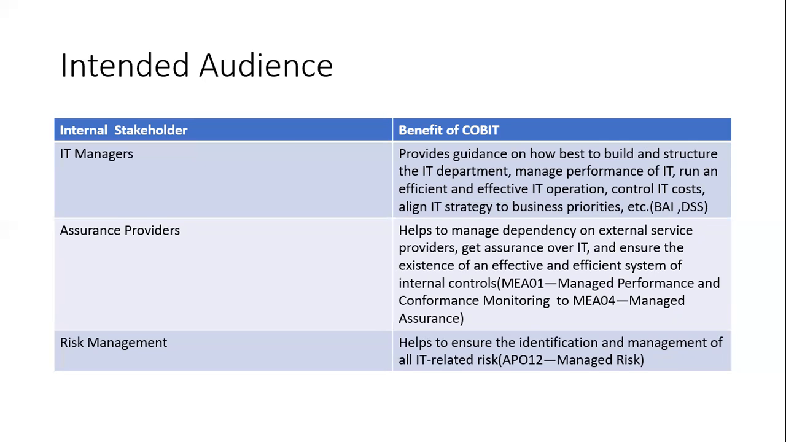Okay, so BAI (build, acquire, and implement) and DSS (deliver, service, and support) are especially technical domains that IT managers can actually use to set up IT operations. Then you have the assurance providers as also internal stakeholders. These are the people that provide assurance on IT in the organization. COBIT will be of help for them. It helps to manage dependency on external service providers, get assurance over IT, and ensure the existence of an effective and efficient system of internal controls.